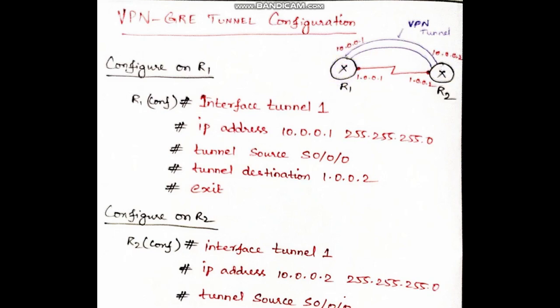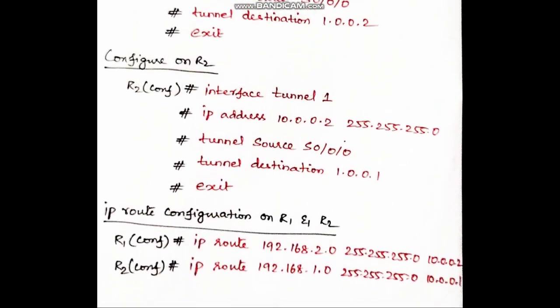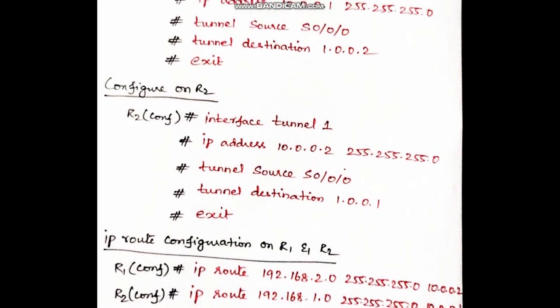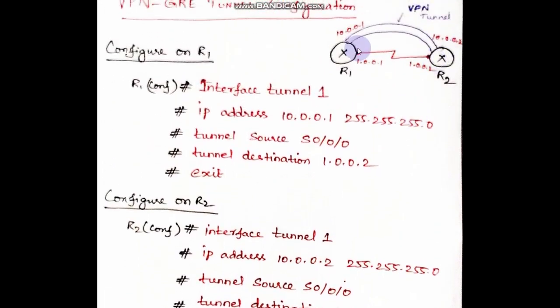So I have to give, this is nothing but a static routing configuration. I have to give the IP route configuration on R1 as well as R2. On R1 you need to give ip route 192.168.2.0. This is the destination address, in the sense that 192.168.2.0 is the connected network.